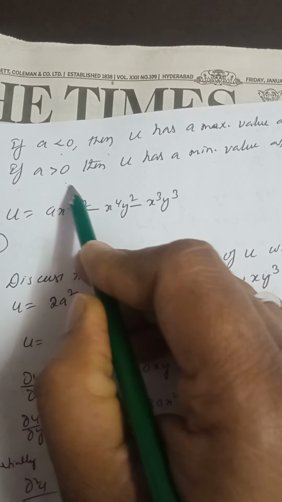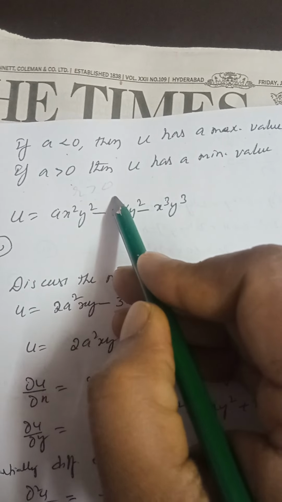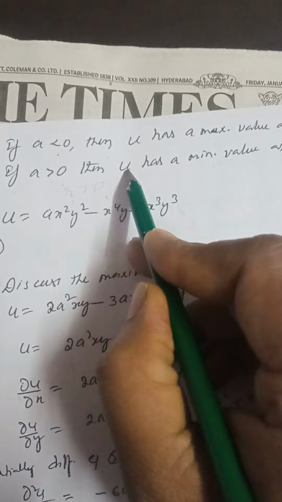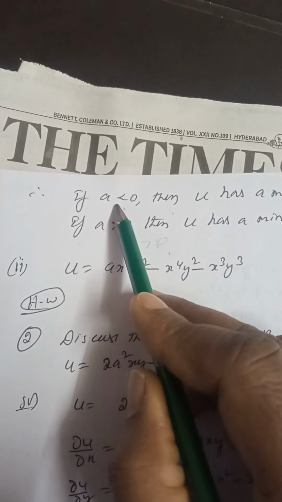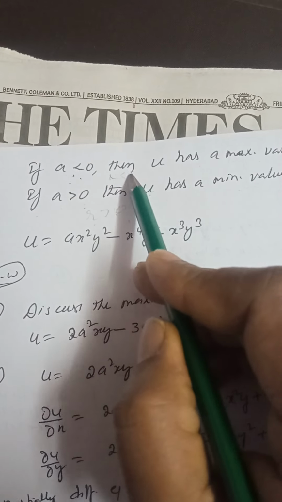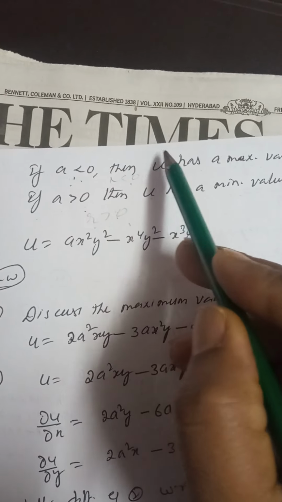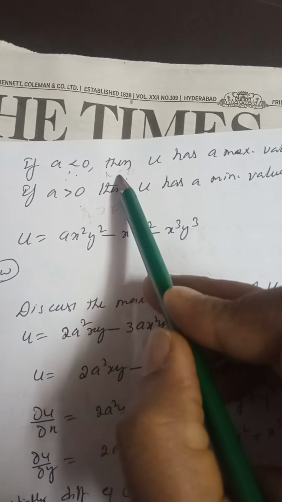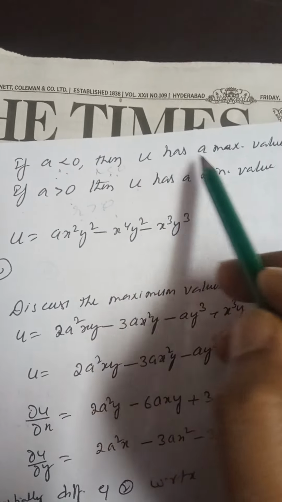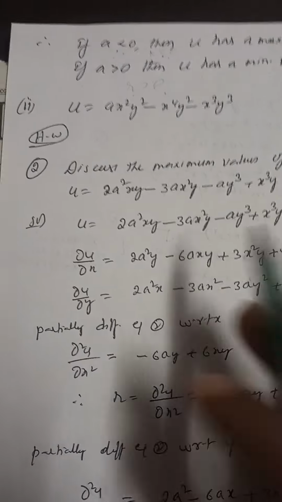If a is greater than 0, obviously r is greater than 0, right? R is greater than 0, rt minus s square greater than 0, both are greater than 0. That's why this u has a minimum value. If a is less than 0, just now you wrote that condition, no? If a is less than 0, then r is also less than 0. Rt minus s square is greater than 0. Therefore, rt minus s square is greater than 0 and r is less than 0. Therefore, this u has maximum value at (a, a) whenever a is less than 0. That is the point. Now, again, this one is homework for you as it is a simple one.